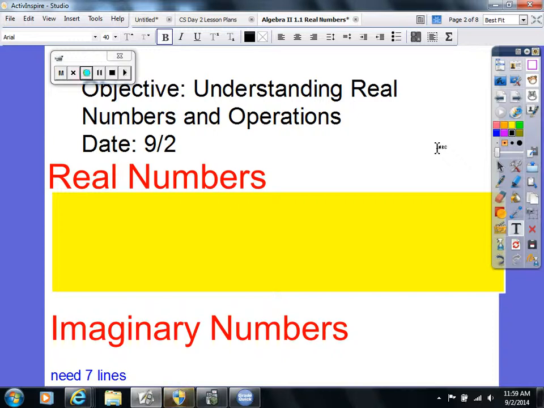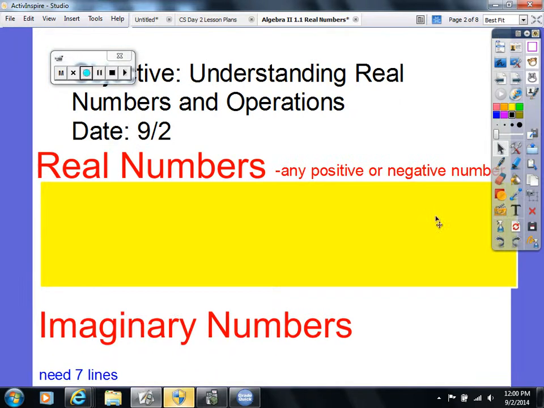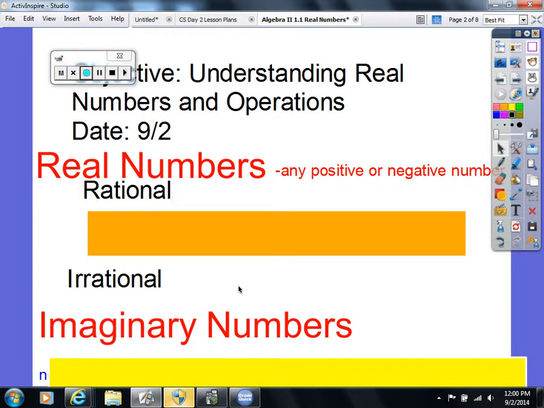So today we're going to talk about the different types of real numbers. There are two types that numbers are divided into, real numbers and imaginary numbers. Real numbers are any positive or negative number, and that also includes 0. There are two types of real numbers, rational and irrational. A rational number is any number that can be written as a fraction.